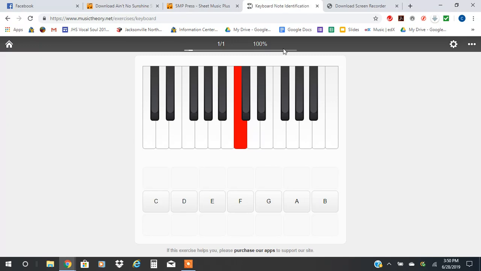Now, if I follow my 2 bunny ear pattern that I established, here's the first black key. The white note before the first black key is always letter C. Whether it's here or here, it doesn't matter. So I'm going to select C. All right.